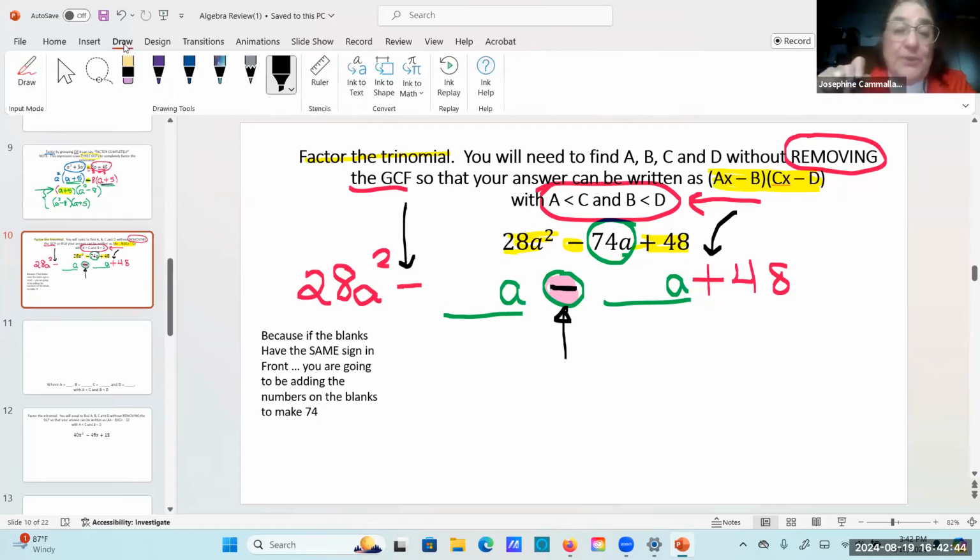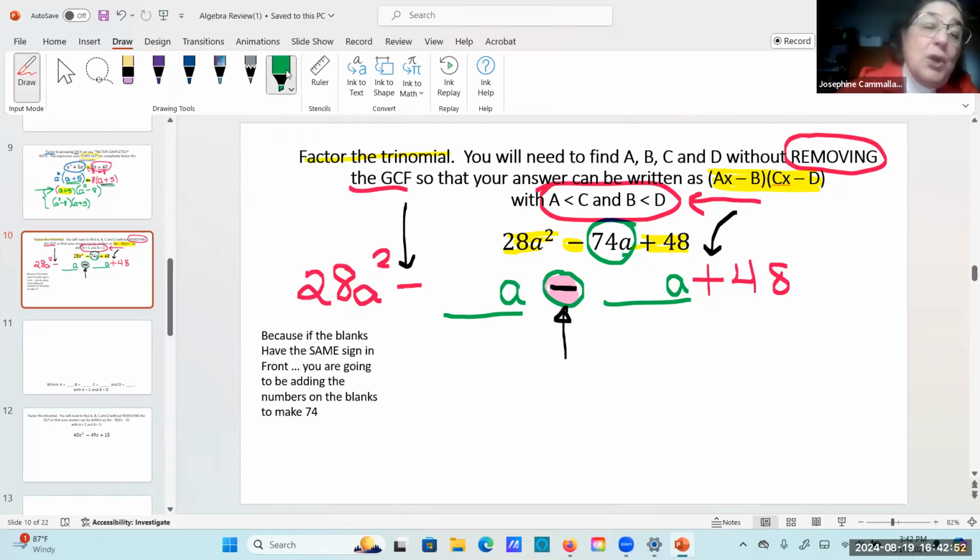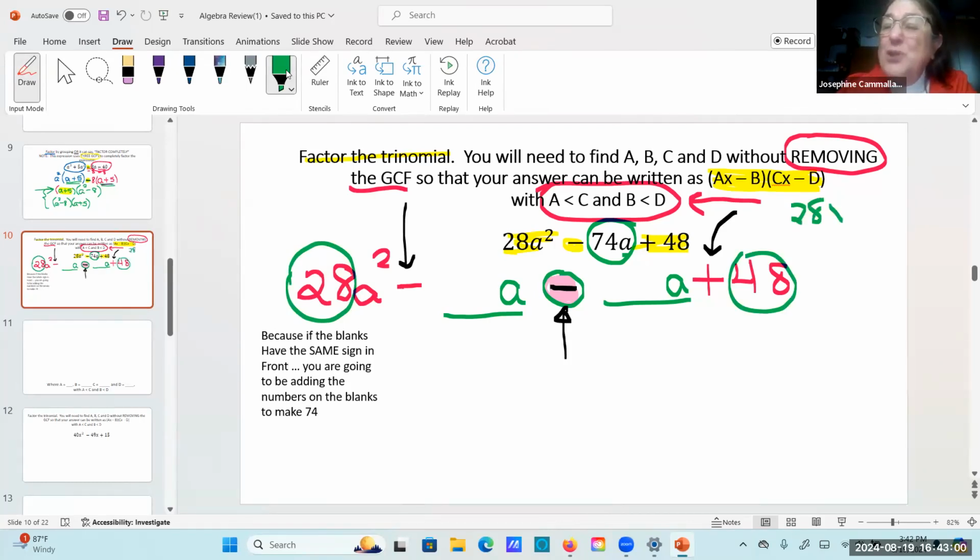Well, how do I get those numbers? Well, you're going to take 28 and 48, and you are going to multiply them together. Okay. So 28 times 48 gives me 1,344.